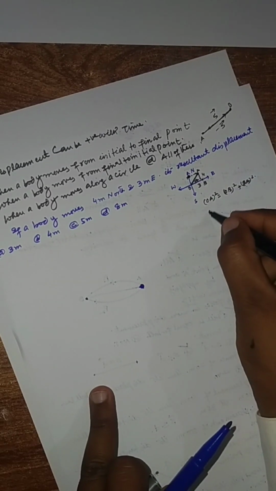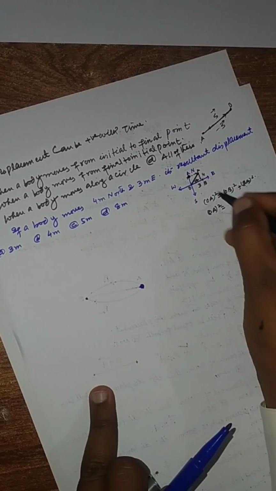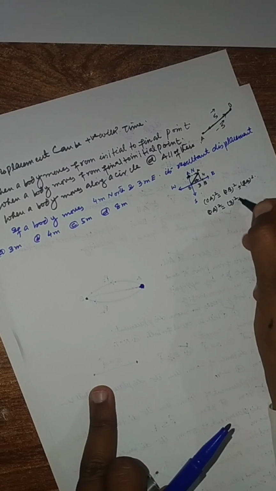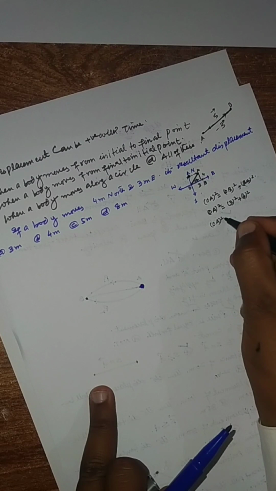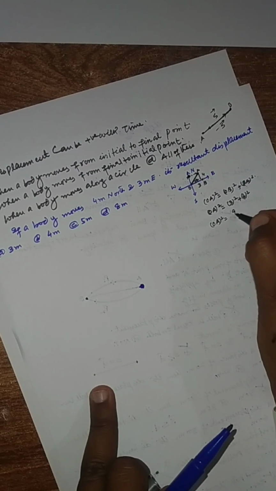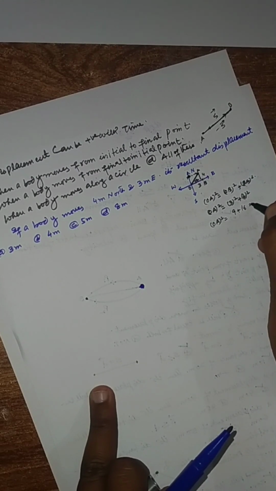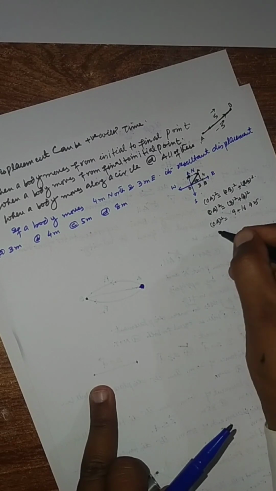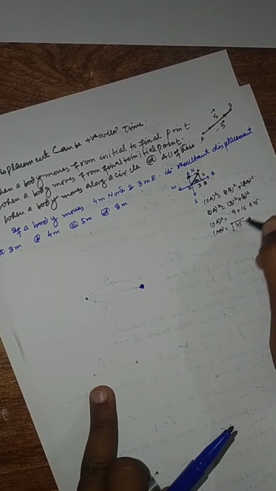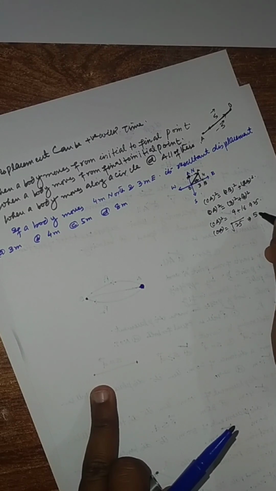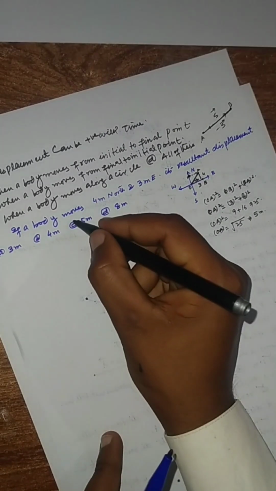OA square is equal to 3 square plus 4 square. OA square will be equal to 9 plus 16. This will be equal to 25, and OA will be root of 25, and root of 25 is 5 meter. The correct answer is 5 meter. Okay.